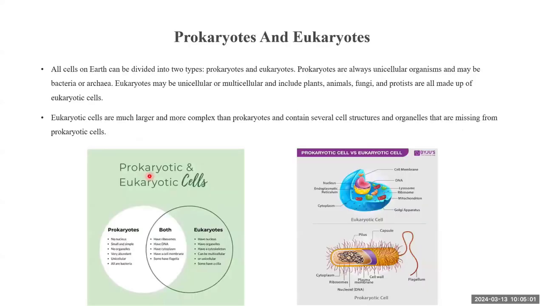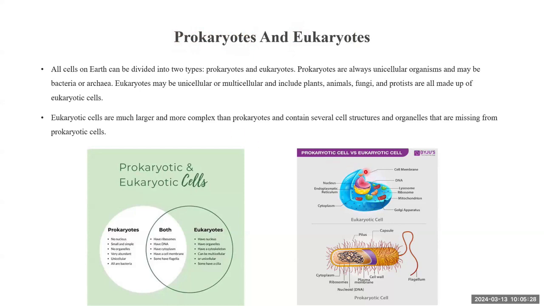So, moving to the next, prokaryotes and eukaryotes. There are two types of cells: one is prokaryote and the other is eukaryote. Basically, this division is on the basis of the nucleus of the cells. Eukaryotes have a proper nucleus, and prokaryotes have a thread of DNA simply suspended in their cytoplasm.